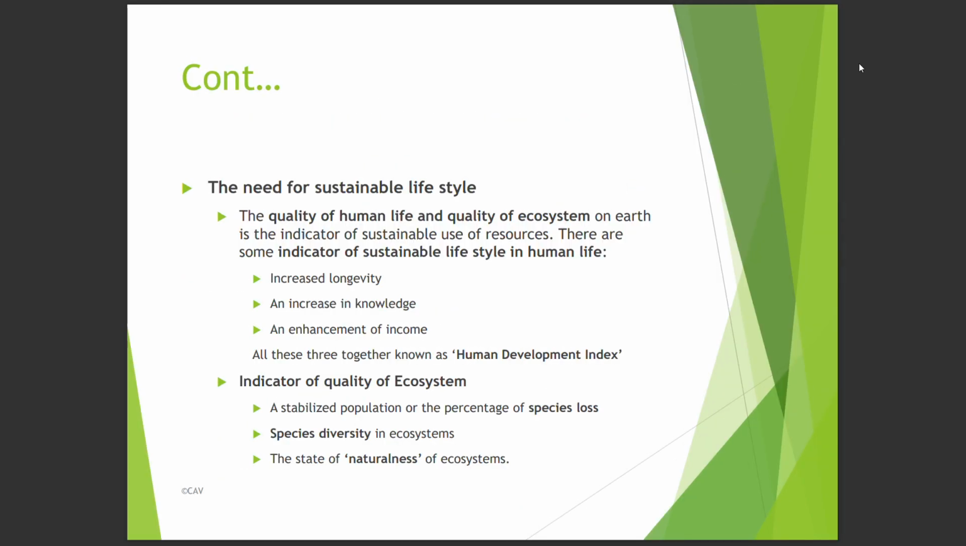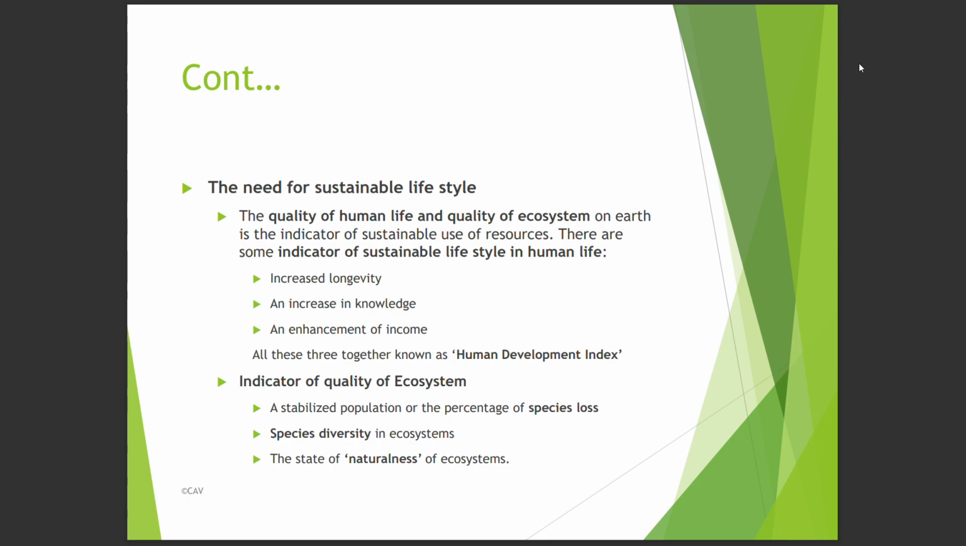The fourth need is a sustainable lifestyle. The quality of human life and the quality of ecosystems on earth are the indicators of sustainable use of resources. There are some indicators of sustainable lifestyle in human life: increased longevity, an increase in knowledge, and enhancement of income. All these three together are known as the Human Development Index. So what is the Human Development Index? What are the three components of that? Increased longevity, increase in knowledge and enhancement of income.